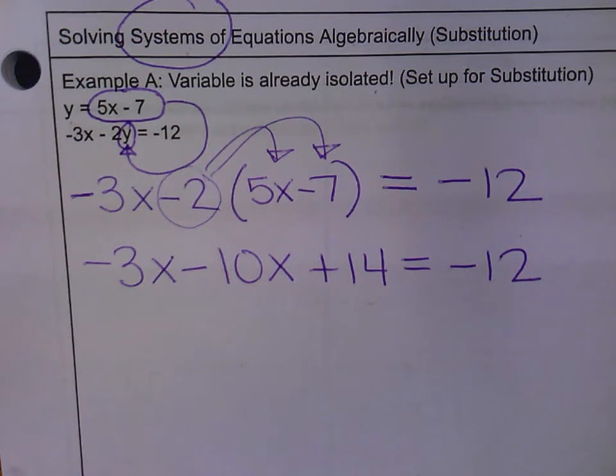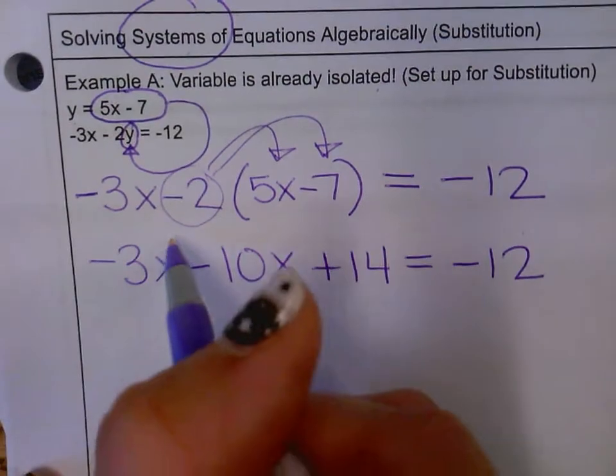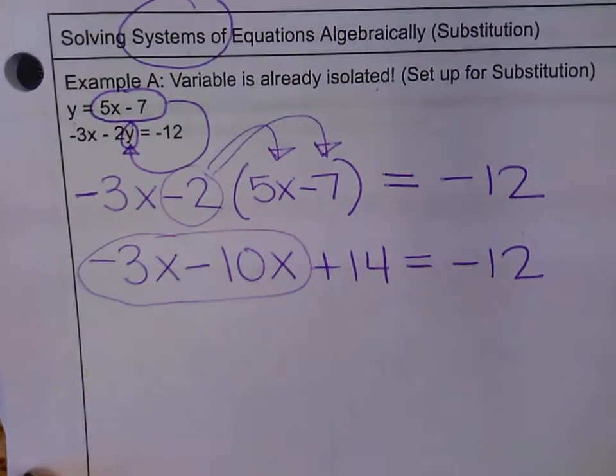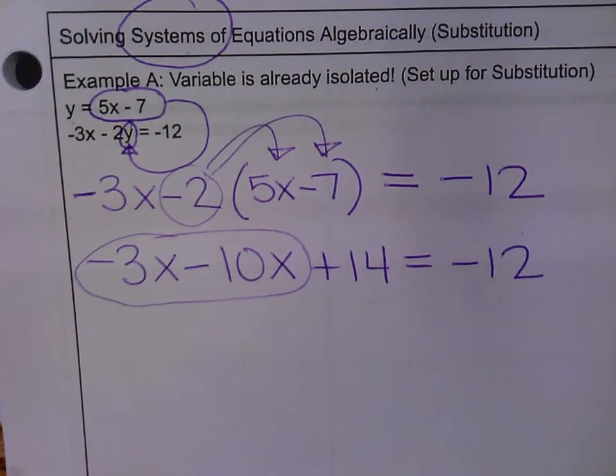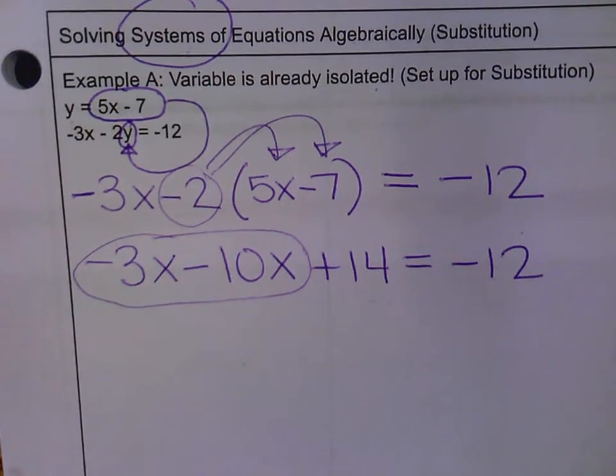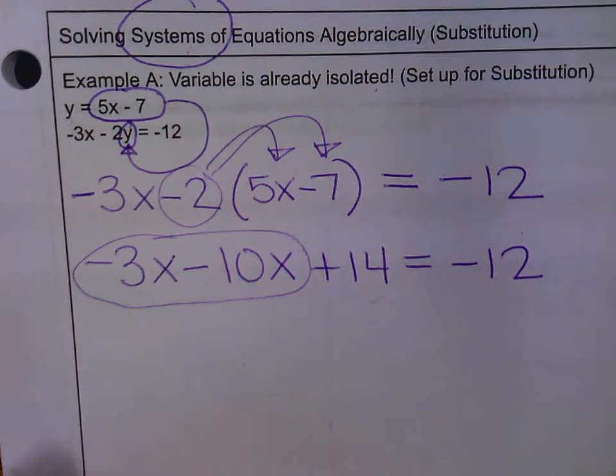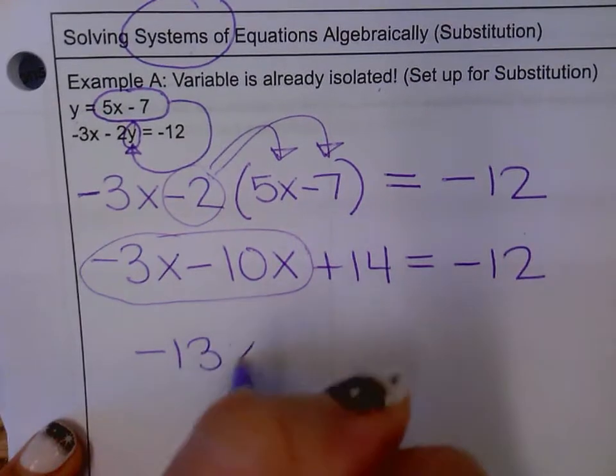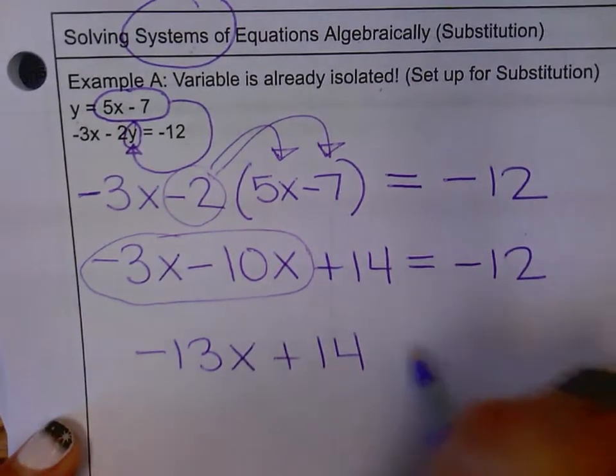Does anyone's eye go to, oh, that's the next step? How do I solve this for x? What's my next step? Combine like terms. How many x's do I have? Negative 3x minus 10 more. So I'm 3 steps in the hole, and I'm going to go 10 more steps in the hole. So how many x's do I have? The negative 13 of them plus 14 equals negative 12.